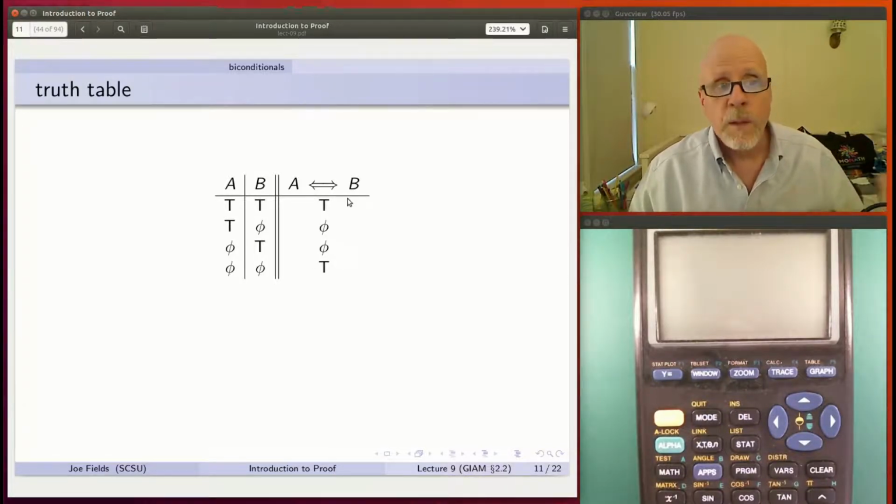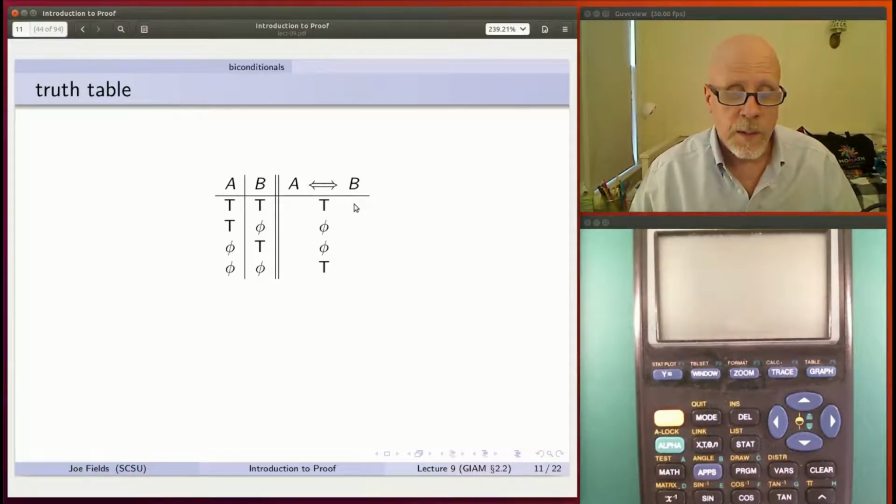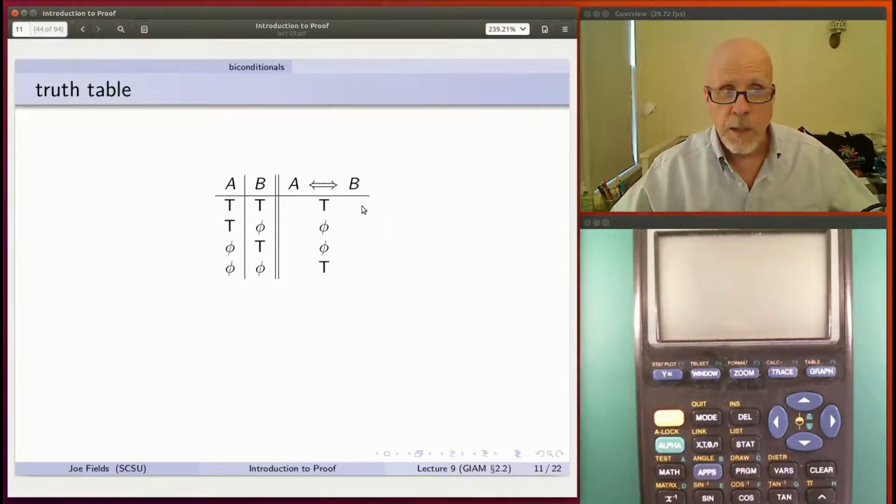A way to paraphrase what the biconditional does is it tells you that A and B have precisely the same truth values. When it's true, A and B are both true, or they're both false.